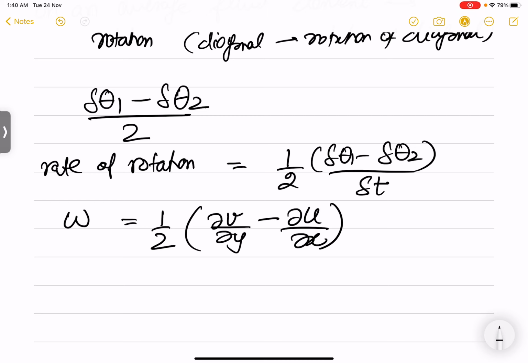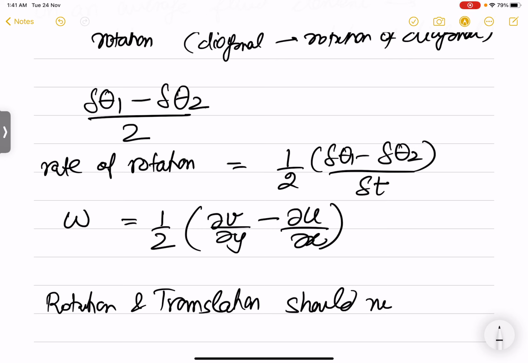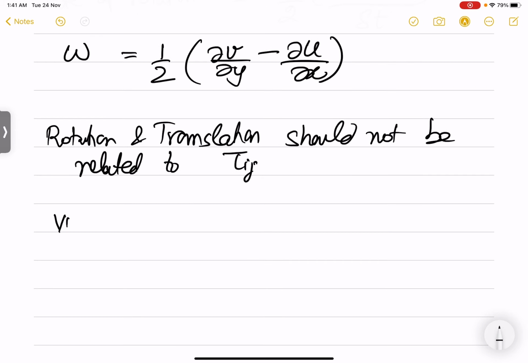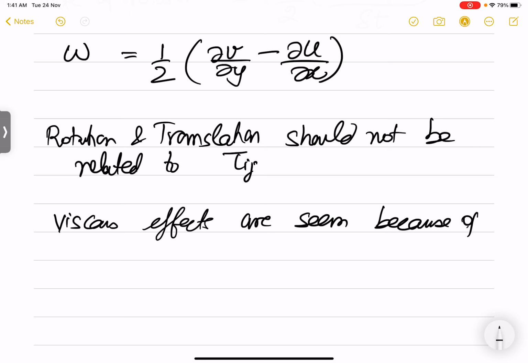Now once again, the rotation and translation should not be related to tau ij. Why? Because there will be no deformation of the fluid because of this. Now the viscous effects are seen because of the following two movements.